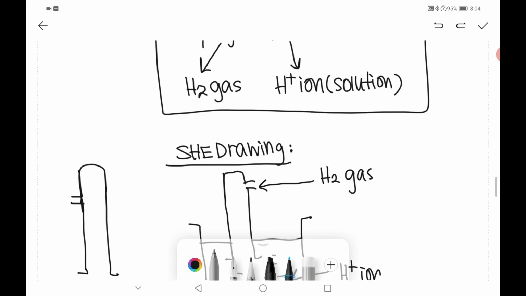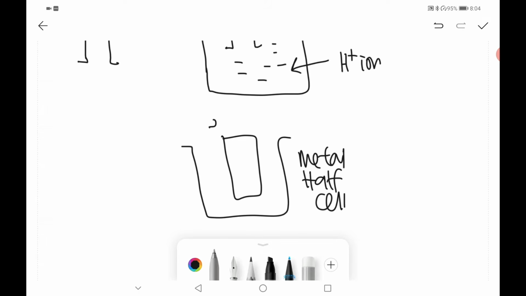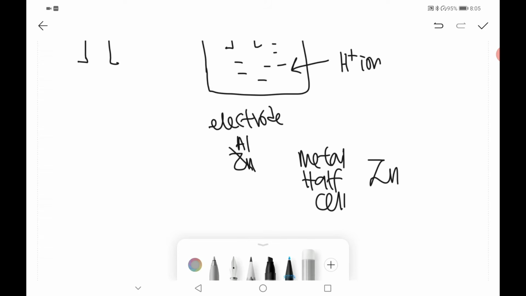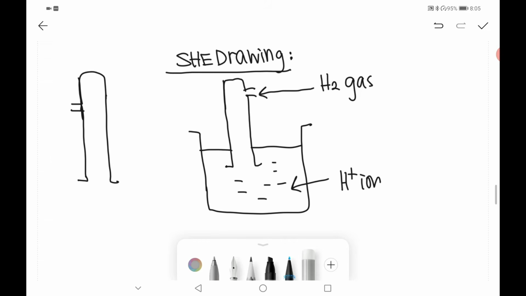Just now when we had a metal half cell, it's easy. When we have a metal half cell, the electrode here is the metal. Let's say if we want a zinc half cell, we use a zinc electrode. If we want a copper half cell, we use a copper electrode. If we want an aluminium half cell, we use an aluminium electrode. It's easy.